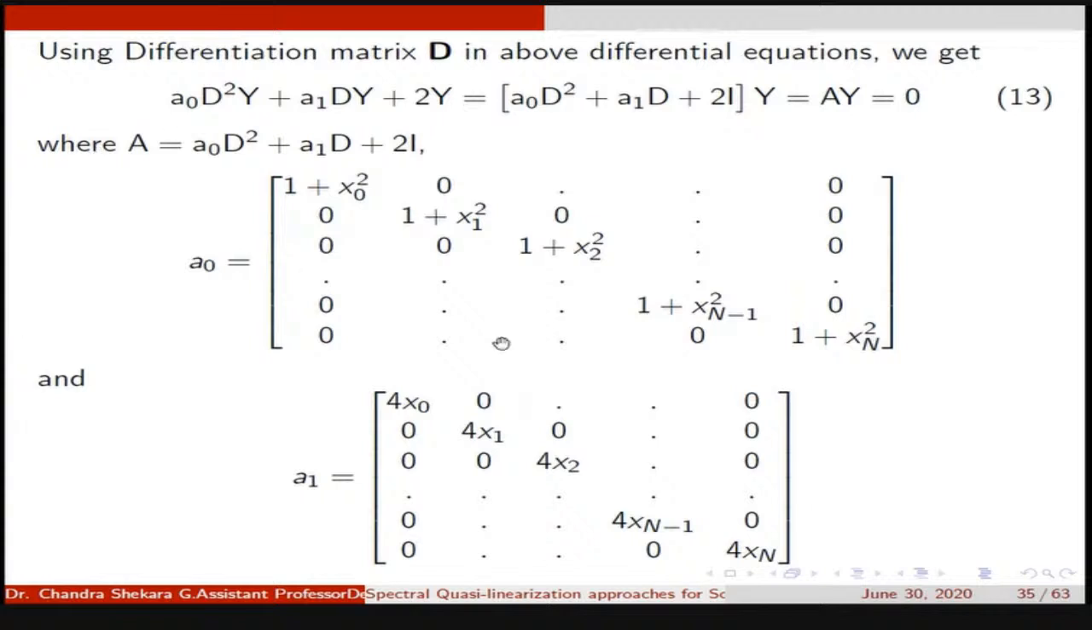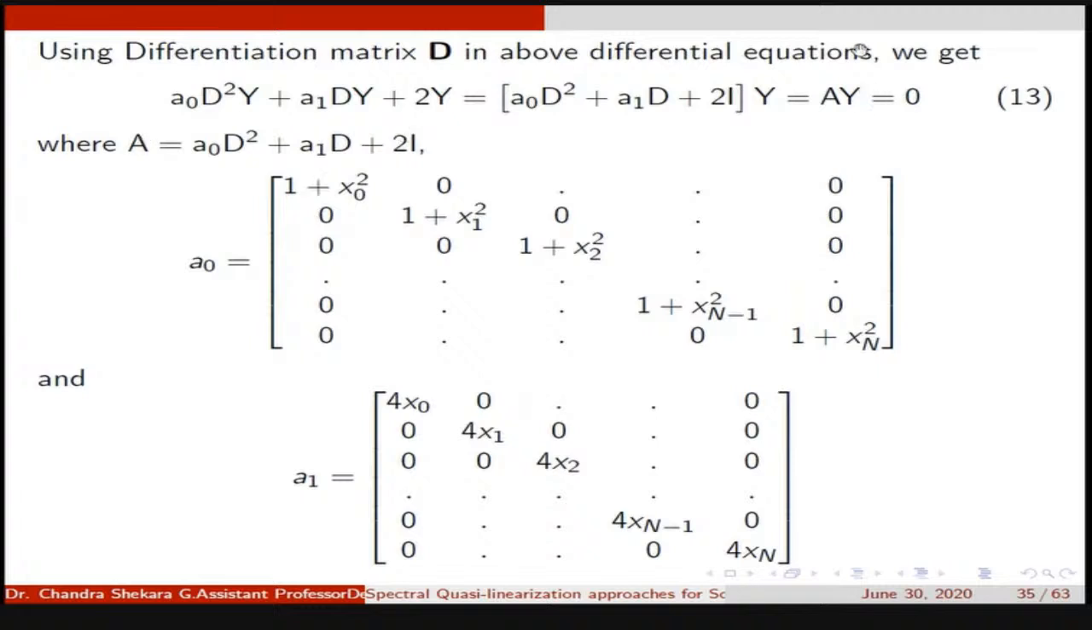Now there is no need of writing all those steps. It is just simple. You can write it like this: a0 into D squared y plus a1 into D y plus a2 times y. Here a0 is the coefficient of y double dash, that is 1 plus x squared. a1 is the coefficient of y dash, that is 4x. These will be evaluated at the collocation points. Therefore a0 and a1 will impact only the diagonals of this differentiation matrix. So we can write that a0 is a diagonal matrix like this, and a1 is a diagonal matrix like this. Therefore A is equal to a0 times D squared plus a1 times D plus 2I.